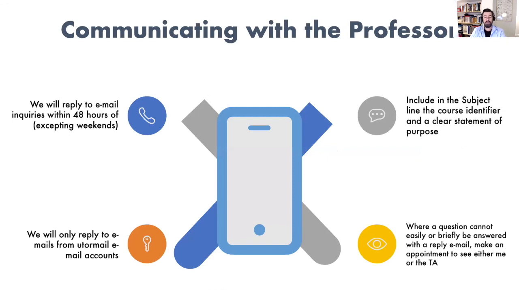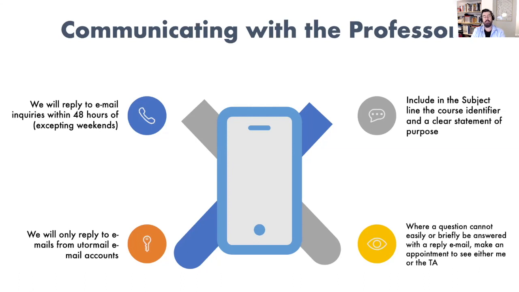So how we're going to communicate with each other is an important element of our discussion here. I will try to reply to all emails, either myself or my TAs, within 48 hours. Do not count weekends, because hey, I have a life too, and I guess you do too. So 48 hours. I will only reply to emails from your university mail account. So no personal emails, no Gmails, Hotmails, or whatever you use outside of your academic world.